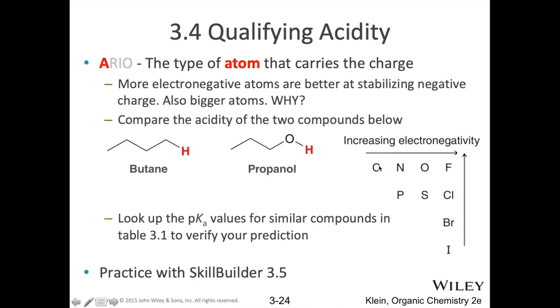Now remember, atoms generally increase in electronegativity as you go to the right in the periodic table. Okay, that's why fluorine is the most electronegative of all the elements. So oxygen, being to the right of carbon, is going to be more electronegative, and therefore your propanol is going to be a better acid than your butane. Okay, and if you want to confirm this, you can look up their pKa values. You'll see butane's got a pKa somewhere around 50, propanol has got a significantly lower pKa, somewhere in the ballpark of 16.